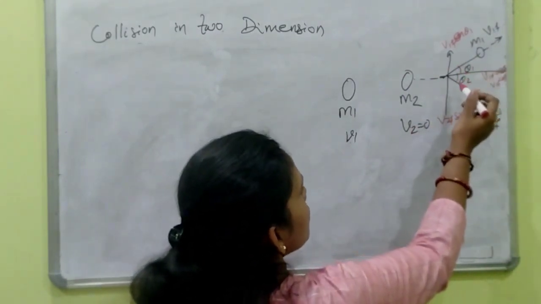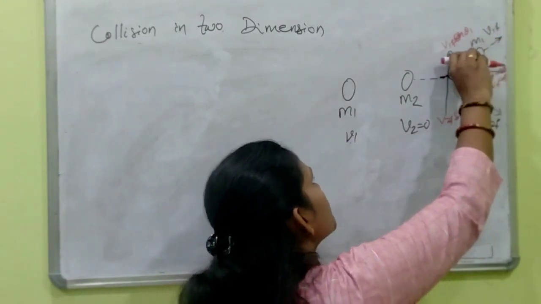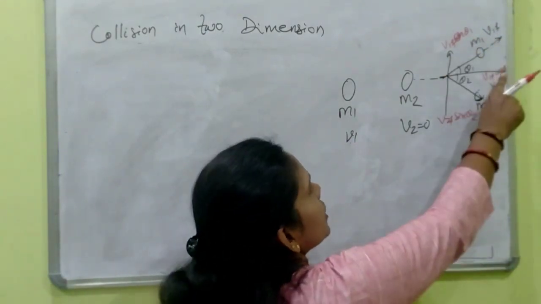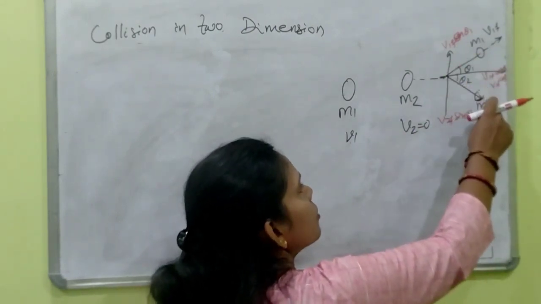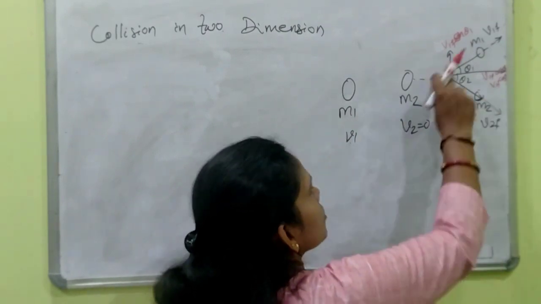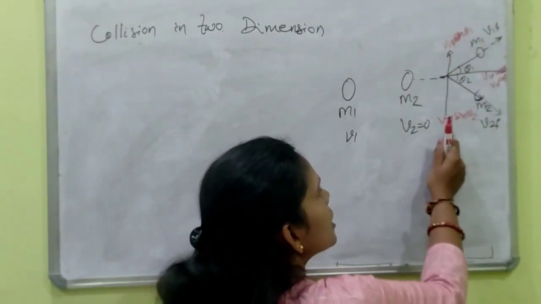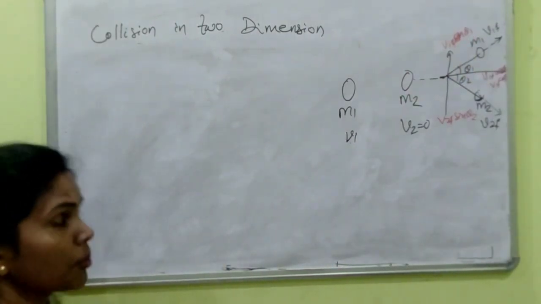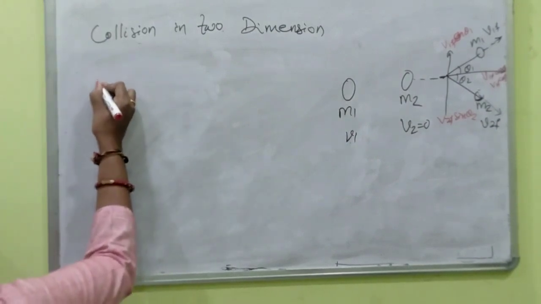Now let's divide it into components. For m1 with velocity v1f, v1f cos theta 1 is the direction in the horizontal, and for m2 it is v2f cos theta 2. Similarly, vertically we will have v1f sin theta 1 and v2f sin theta 2, right? So what about the law of conservation of momentum?